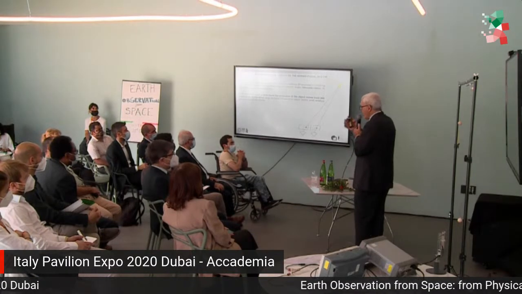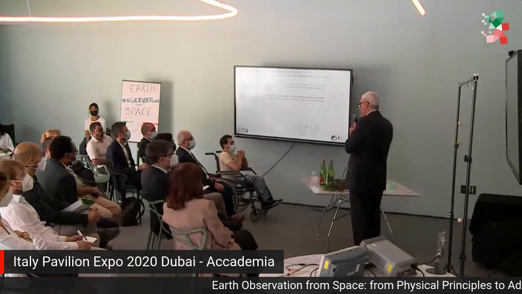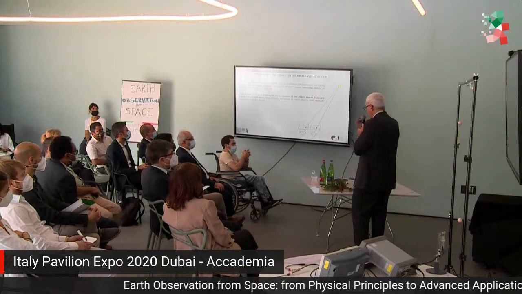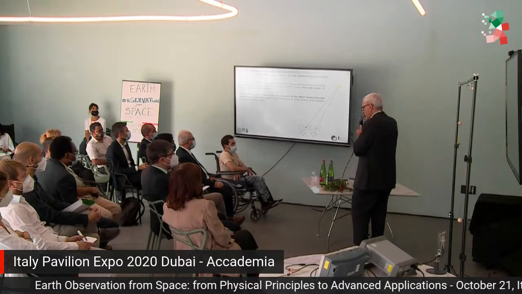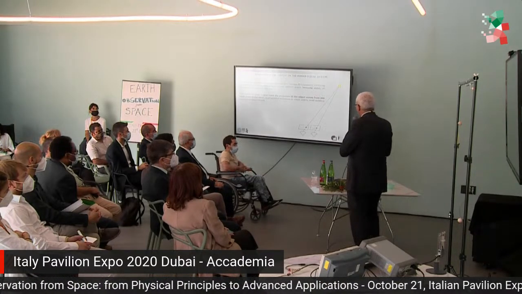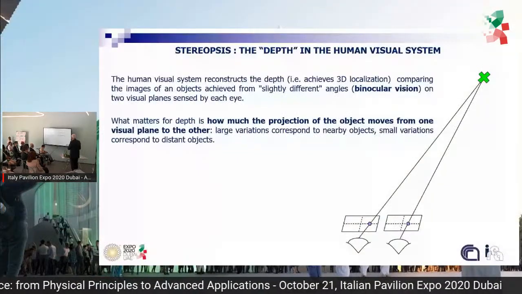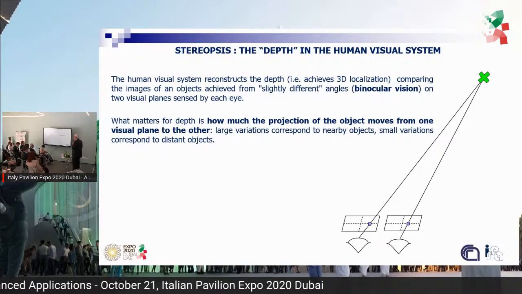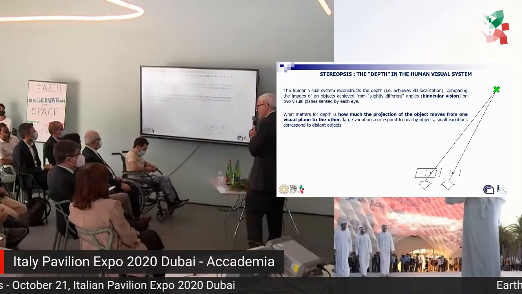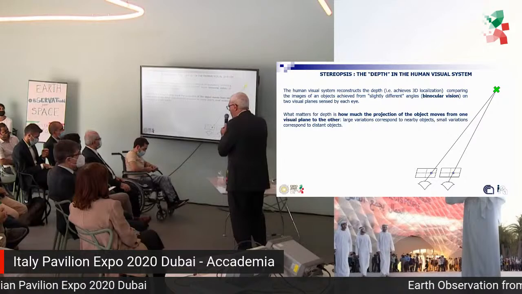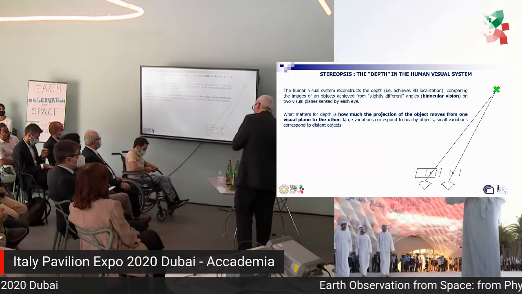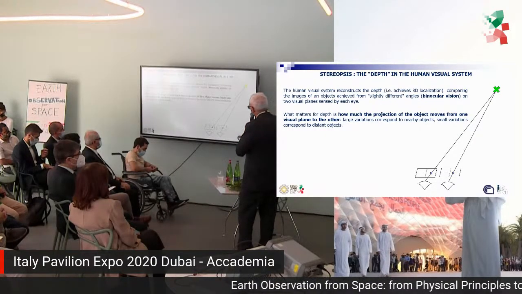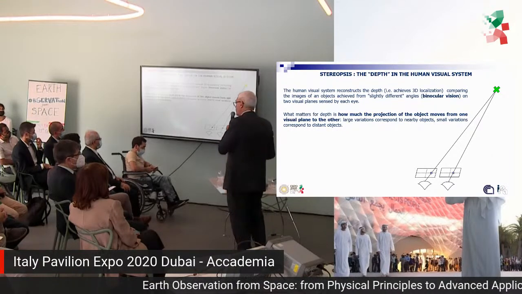So what we do with our eyes is tentatively compare how much a projection of an object changes from one image plane to another one. So if the object is close, then we see a large variation. You can try also by closing an eye and moving. And if the object is far, then the two positions are closer. So what matters is how much the position of the target in the image plane changes from one image to another one.